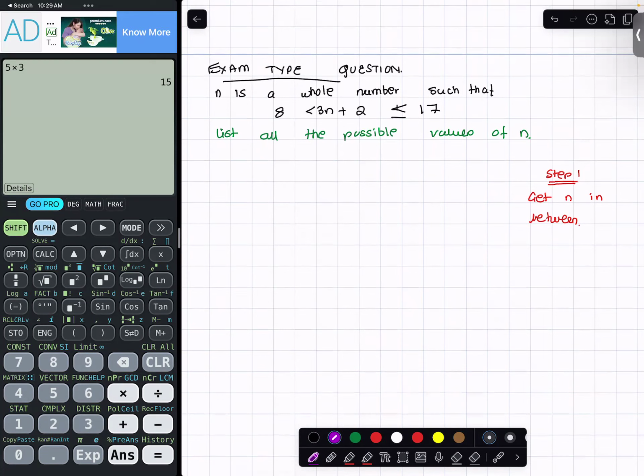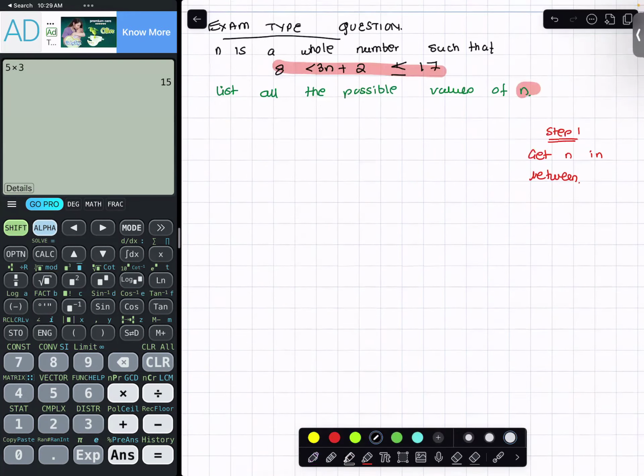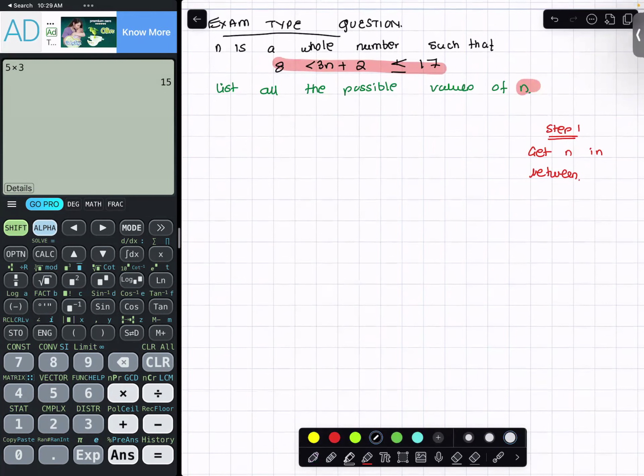N is a whole number such that 8 is less than 3n plus 2 is less than or equal to 17, and I want to find the values of n. This involves two inequality signs. What I have to do is get n in between. Everything I do in the middle has to be done on both the sides. So I'm going to write 3n plus 2, 8, 17, and the signs. First I will do minus 2.